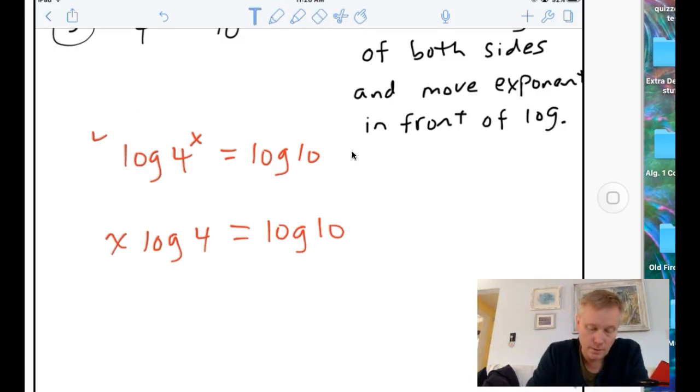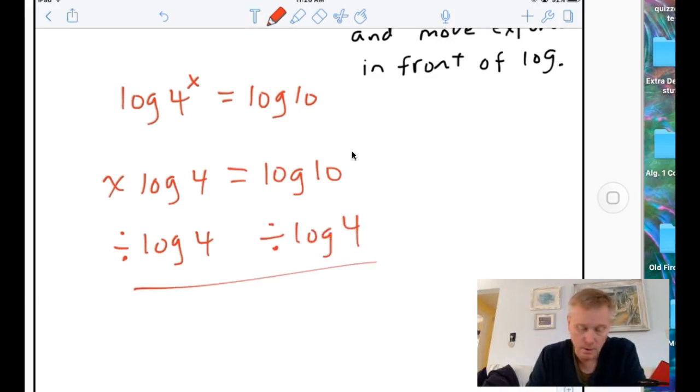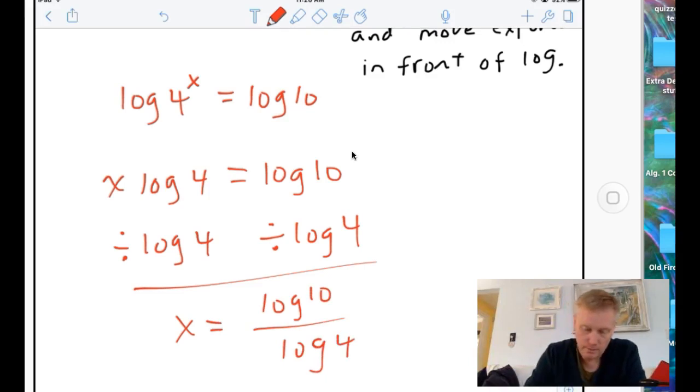Okay, so now what I'm going to do next is get the x alone, which means I can divide both sides of this equation by the whole log of 4, base 10, sorry. So x equals the log of 10 over the log of 4.